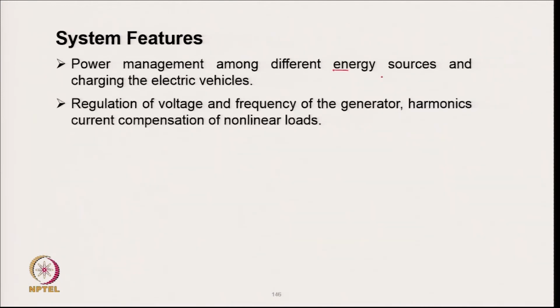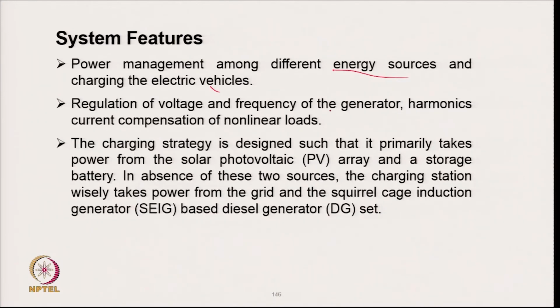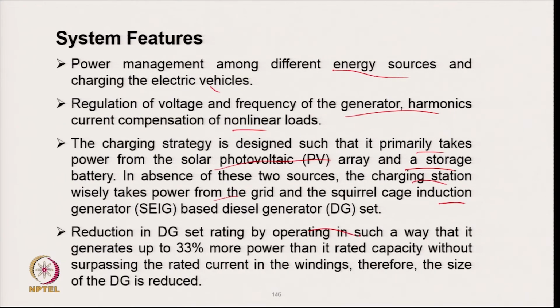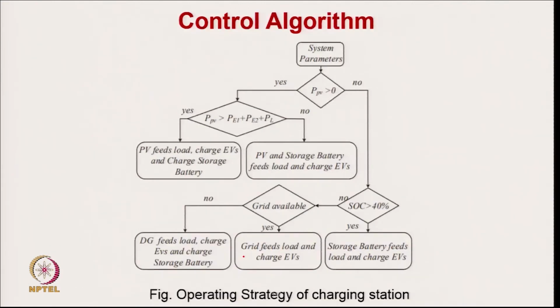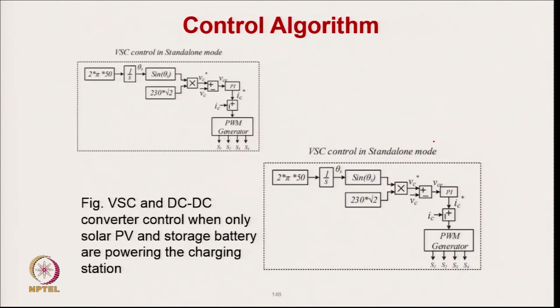The features are power measurement from different sources, regulation of voltage and frequency, harmonic compensation of nonlinear load in standalone mode, and a charging strategy designed such that it primarily takes power from the solar array and storage battery. In absence of these sources, the charging station takes power from the grid, and when the grid is not there, you take it from the DG set. And there is a reduction in DG set rating, so that you can generate 33% more power by utilizing the DG set. This is the logic for power flow in the different operating modes, and then how in standalone mode you go for voltage generation and load control, the voltage control mode.